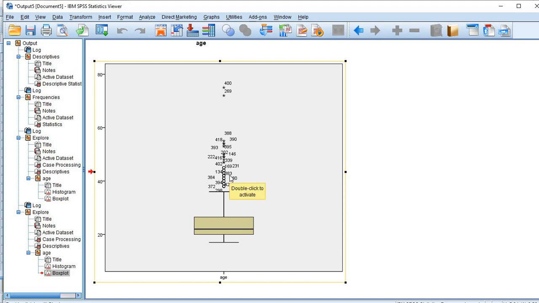Now the data points that exceed 3 of the interquartile range, IBM SPSS will represent them with a letter E or asterisk. You can see these values have an asterisk. So all these values that have an asterisk are actually more than 3 times the interquartile range. And these values that have circles are beyond 1.5 but less than 3.